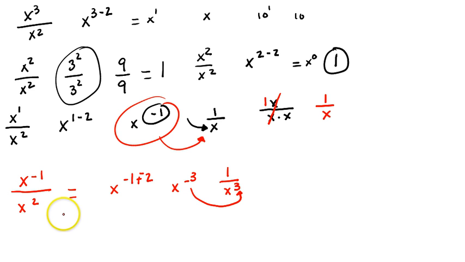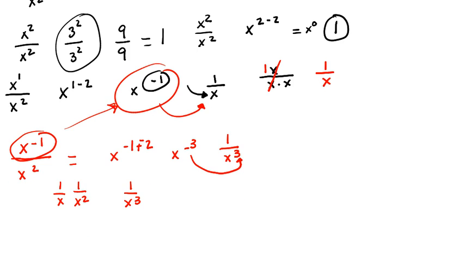Another way to look at this problem is this here, like we saw up here, is really 1 over x, and then we have 1 over x to the 2, which is really 1 over x to the 3. So either way we look at this, we're going to get the same solution.